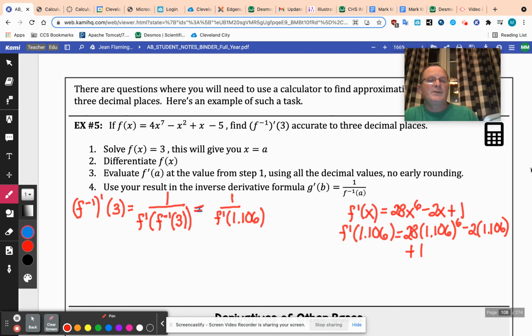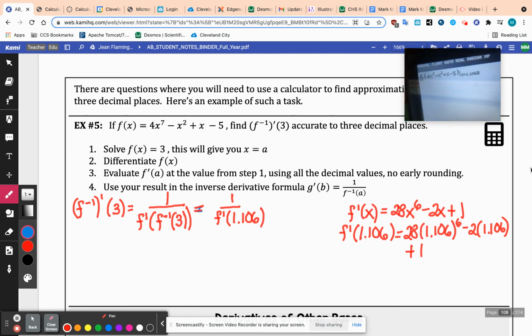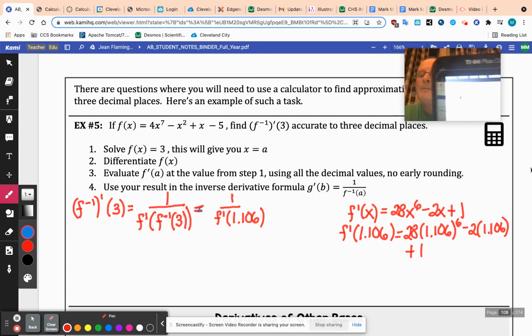All right, so let me just show you what I've typed. Okay, so that was a math 8, and I did the original function, 4x to the 7th minus x squared plus x minus 5. And I've got 1.106 substituted in, hit enter. And I've got that amount. And it did say the 3 decimal places, but I'm going to go ahead and do it at the very end. So that is going to be 1 over that amount. So I'm going to go 1 divided by my previous answer. Okay. And this will be the slope on this problem.